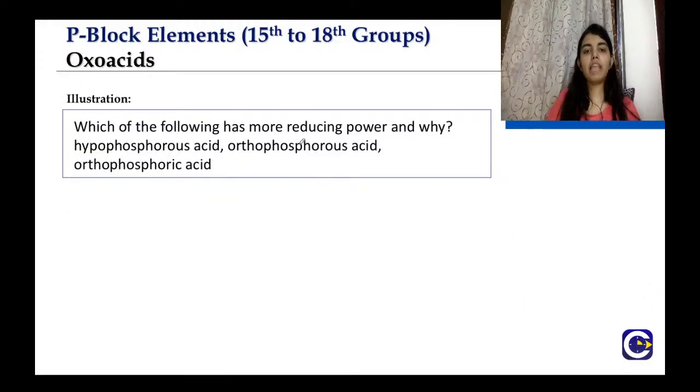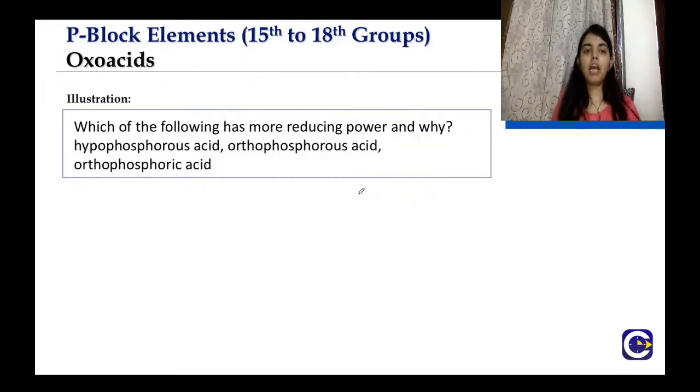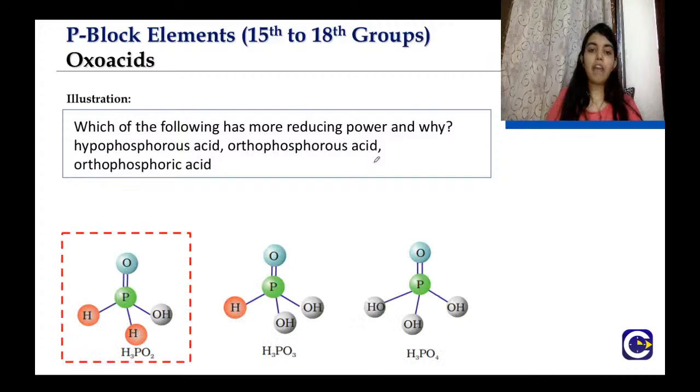Which of the following has more reducing power and why? Hypophosphorous acid, orthophosphorous acid and orthophosphoric acid. So see here, the names are very important. The names of the oxo acids, you have to remember it by heart, right? They will not give you the chemical formula, let us say H3PO2, H3PO4. Instead, they will give you their names: orthophosphorous acid, hypophosphorous acid, orthophosphoric acid, right? So remember the names of the oxo acids and also the structures.